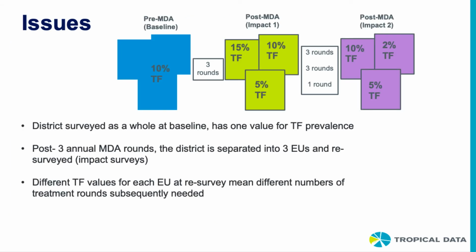A common issue that may come up is when data collected before the Tropical Data surveys that you are describing in the current paper may have covered larger areas relative to the EUs used with Tropical Data. This diagram shows how, when a district is split into smaller EUs, different TF prevalences can lead to different numbers of MDA rounds. For example, the district is surveyed as a whole at baseline and has 1 value for TF prevalence. Post 3 annual MDA rounds, the district is separated into 3 EUs and resurveyed. These would be impact surveys. Different TF values for each EU at survey mean different numbers of treatment rounds subsequently needed.